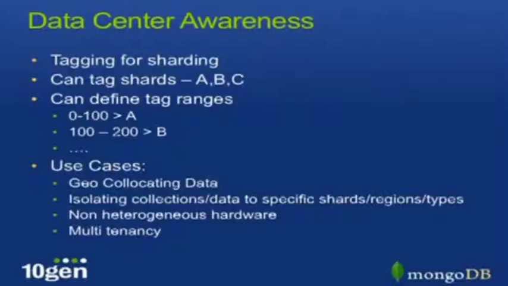Then for a given collection, let's say I'm sharding on X. For X between 0 and 100, I want those chunks to be located on shards tagged with A. I don't care about anything else. I just know that I want it on the shards tagged with A, and so on and so forth. So what does this actually do for you?